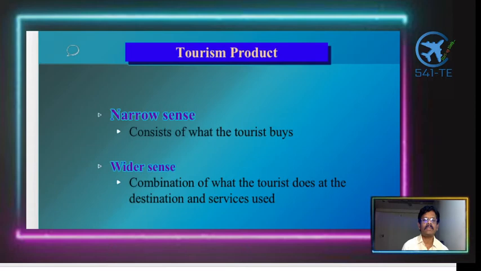The wider sense is the combination of what the tourist does at the destination and the services used, right? What the tourist buys is one thing, and what is there in the destination is another. It is the combination of what the tourist does at the destination, the services, and how they consume the product at the destination in terms of their interest and affordability. So all these are various issues; we have these two aspects in the tourism product.